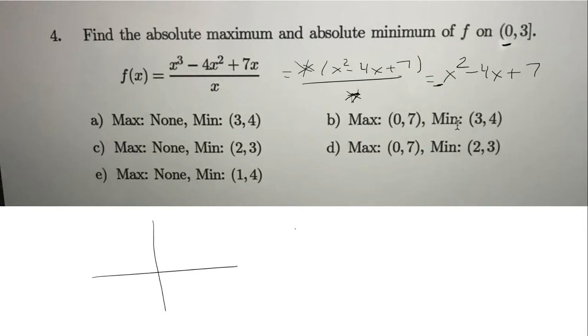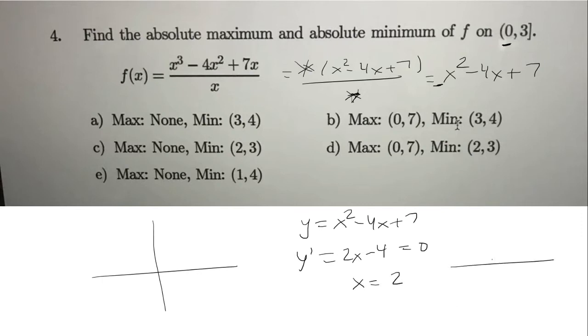We can take the derivative. So let's say I let y be x squared minus 4x plus 7. The derivative will be 2x minus 4. I set that equal to 0 to get the critical point at x equals 2.